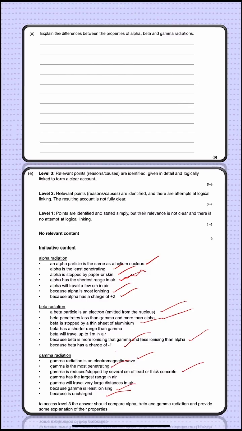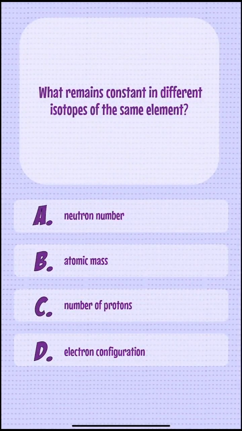What paper is this? I think this was either 2022 or 2021. It was very recent. It wasn't last year's paper though. That's what's going to come up in your marks probably. What remains constant in different isotopes of the same element? So I think we got 2 more questions after this, and then we'll call it a day.